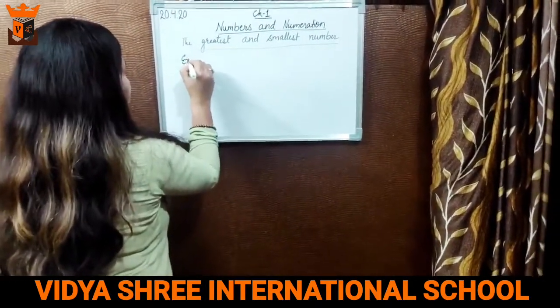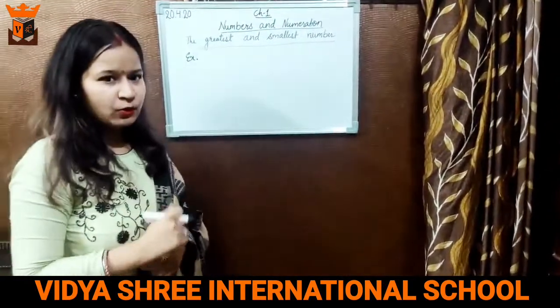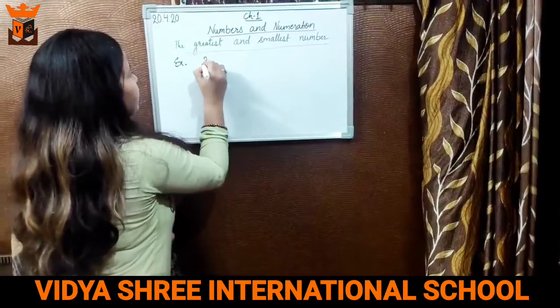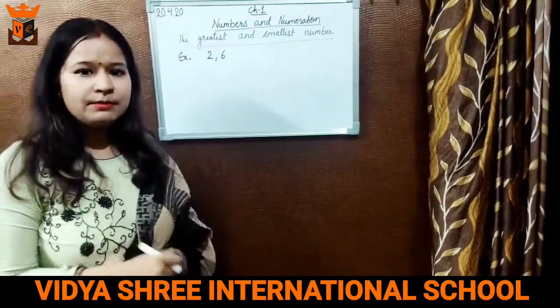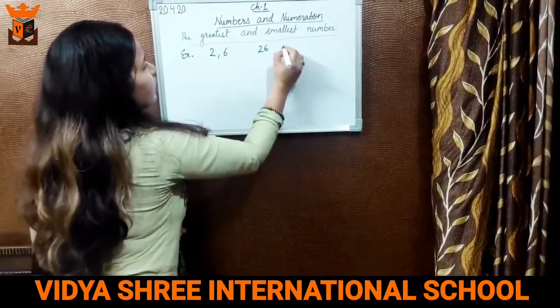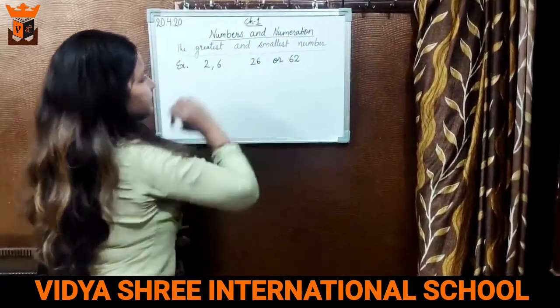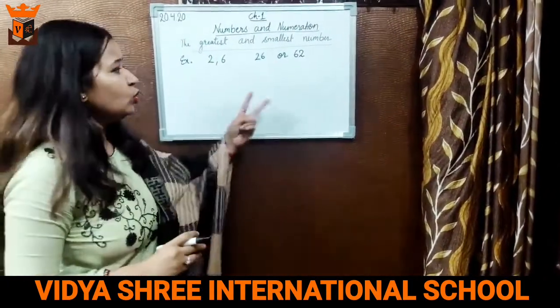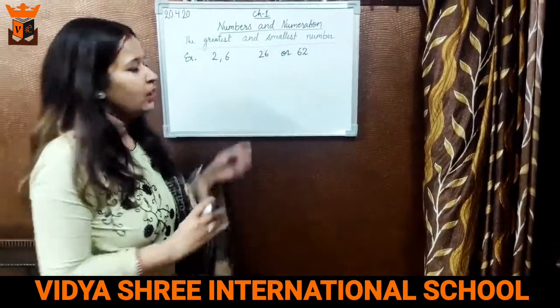Suppose some digits are given to us. First we will see how to make 2-digit numbers. Suppose 2 digits are given to us, 2 and 6. How will you make a 2-digit number? It is very simple. Either 2 is on tens place and 6 on ones, or 6 on tens place and 2 is on ones place. You can make two 2-digit numbers using these two digits differently.